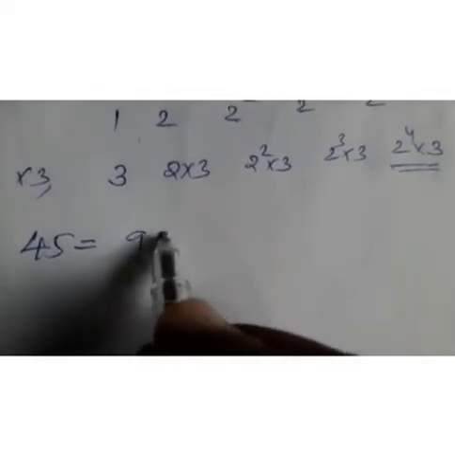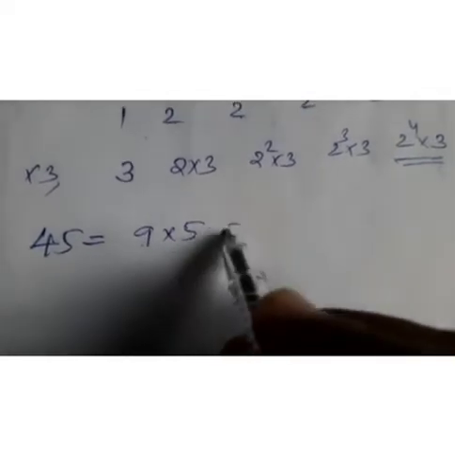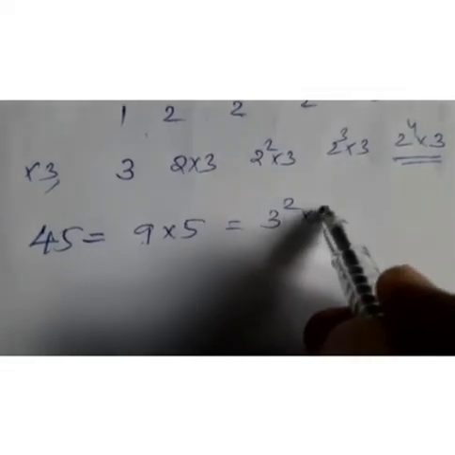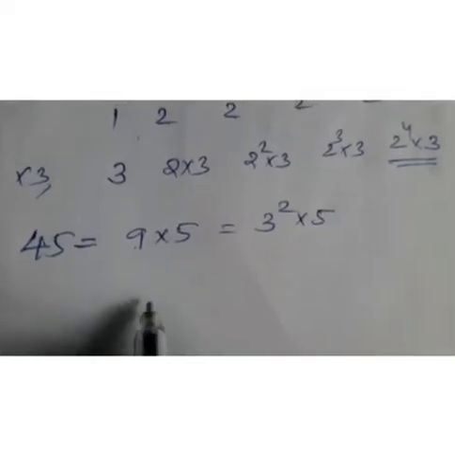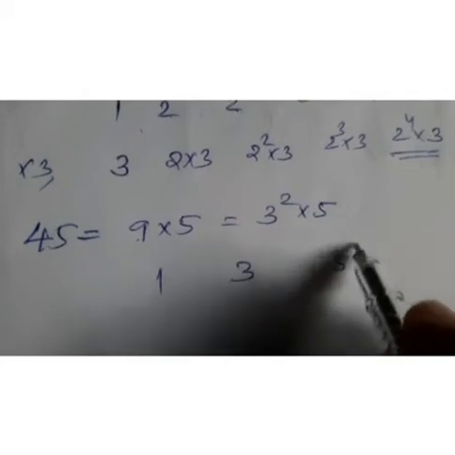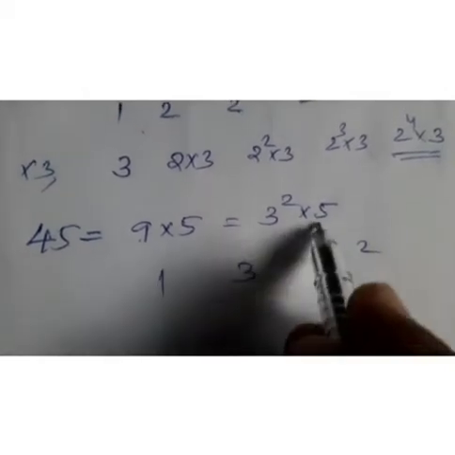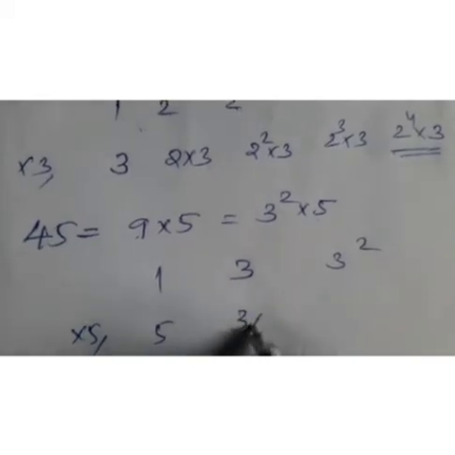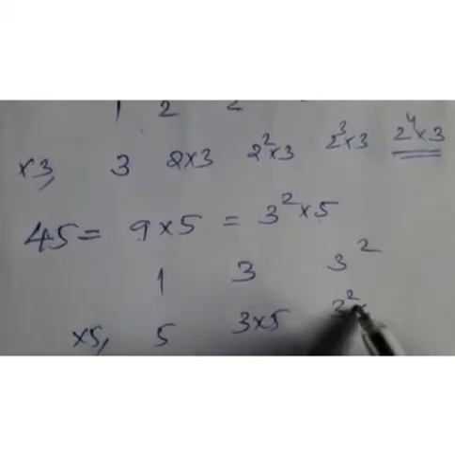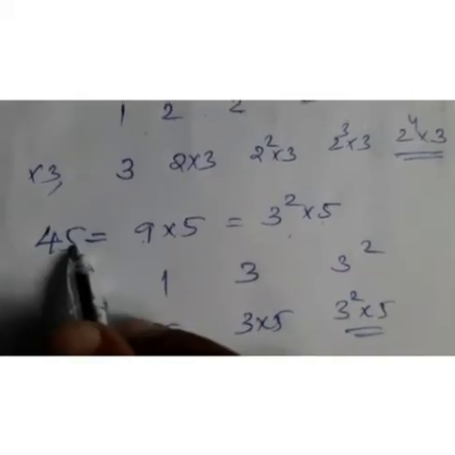45 is 9 into 5. 9 you can write as 3 square. 3 square into 5. So the factors are 1, 3, 3 square, multiplied with 1, and 5 should be multiplied. So 1 into 5 is 5, 3 into 5, 3 square into 5. 3 square into 5 is 45.